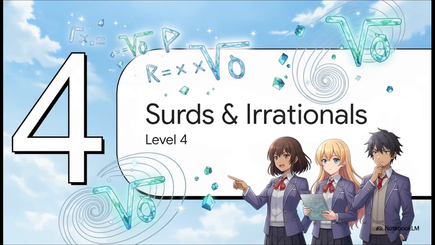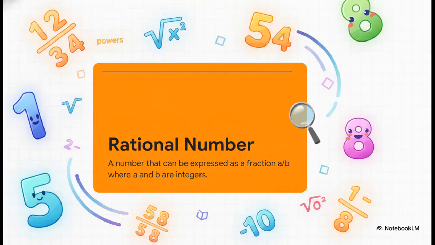All right, advancing to level 4, surviving surds and irrationals. Let's start off with rational numbers. Basically, if you can neatly pack a number into a fraction made entirely of whole numbers, like 5/8, for example, you're looking at a rational number. It behaves well. It makes sense.